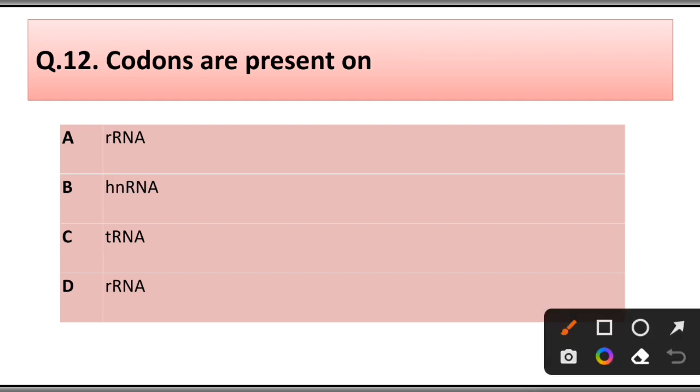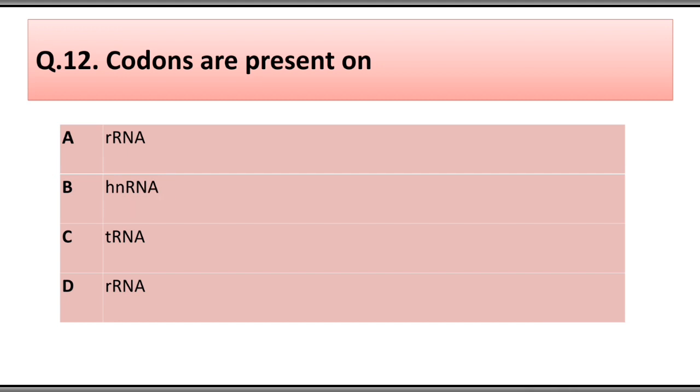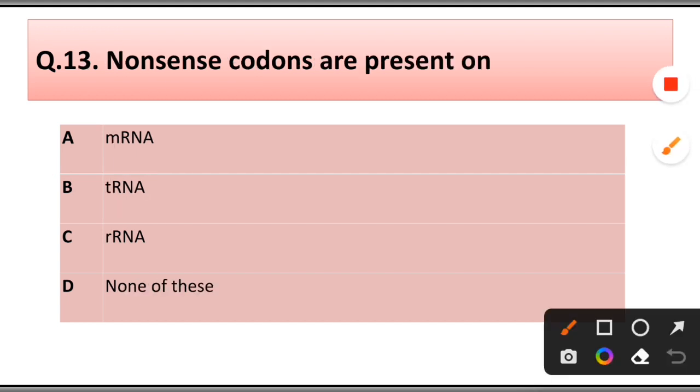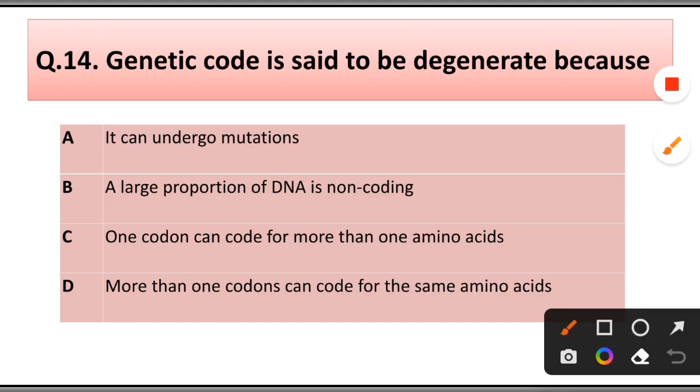Question number 12. Codons are present on rRNA, hnRNA, tRNA, rRNA. Correct answer is option B, hnRNA. What is hnRNA? It is the unprocessed form of mRNA, therefore the answer here is hnRNA. Question number 13. Nonsense codons are present on mRNA, tRNA, rRNA, none of these. Correct answer is option A, nonsense codons are present on mRNA.